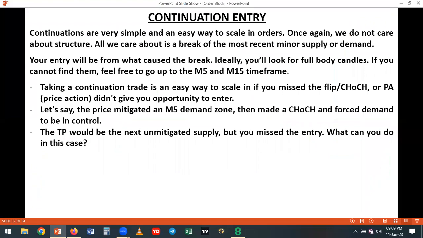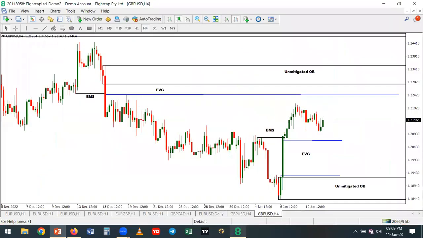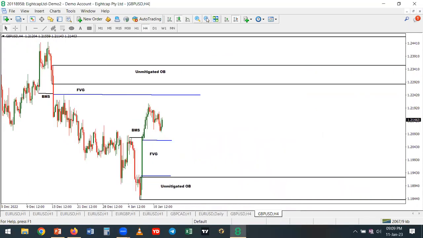Going forward, we have continuation entry. Continuations are very simple and an easy way to scale in orders. Once again, we do not care about structures. All we care about is a break of the most recent minor supply or demand. What does this simply mean about continuation entry? I'm going to explain it with this chart, what I mean by continuation entry.